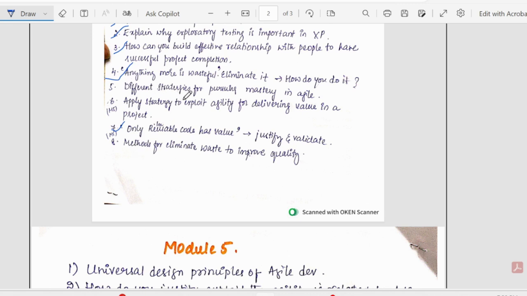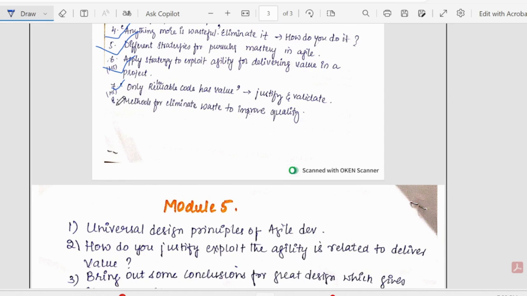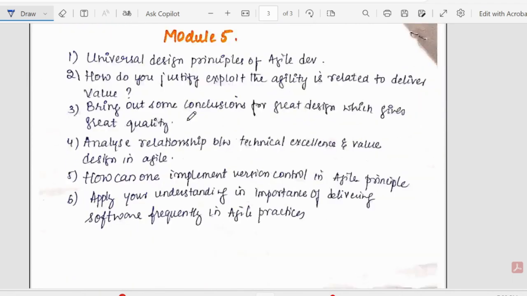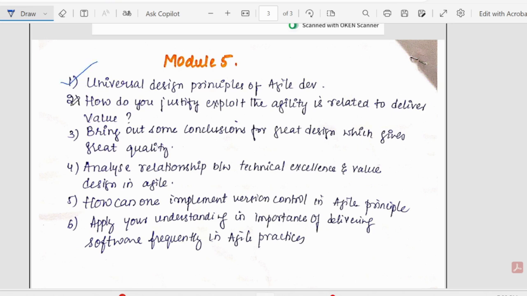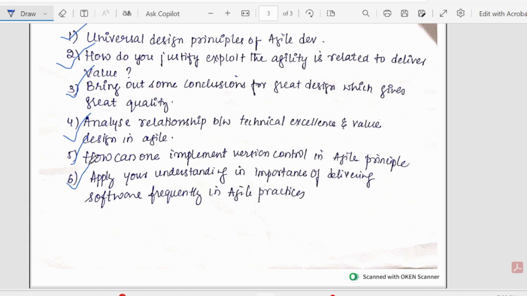Coming to the fifth question, that is different strategies for pursuing mastery in Agile. There are 7 or 8 strategies. Then these two questions are from the fifth module: apply a strategy to exploit agility for delivering value in a project, and methods for eliminating waste to improve quality. Moving further, in the fifth module, we have universal design principles. Then we have, how do you justify that exploiting agility is related to delivering value? Then we have, bring out some conclusions for great design, which gives great quality. Analyze the relationship between technical excellence and value design in Agile. And the fifth question is, how can one implement version control in Agile principles? Then we have, apply your understanding of the importance of delivering software frequently in Agile practices.